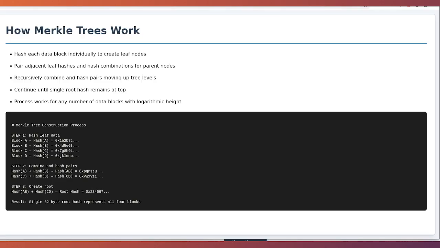The process is recursive and works for any number of data blocks. If you have 8 blocks, you'd create 8 leaf hashes, combine them into 4 parent hashes, then 2, then 1. The tree grows upward from the data, always reducing by half at each level until you reach the single root.